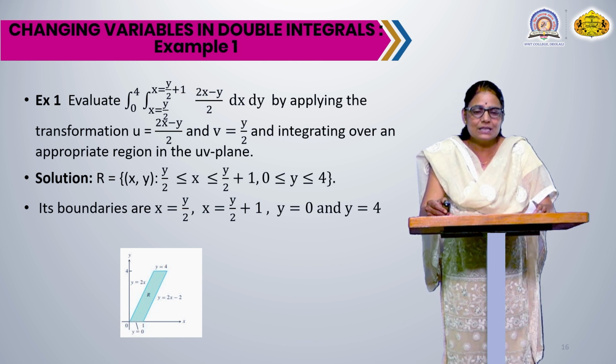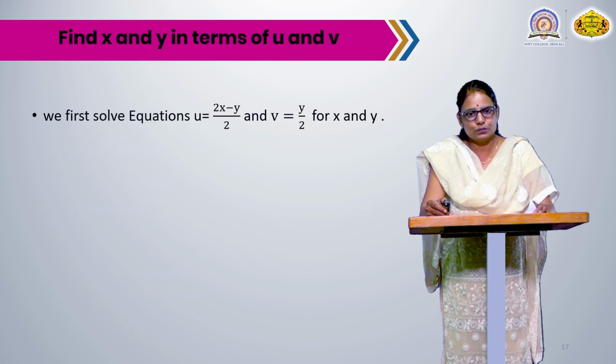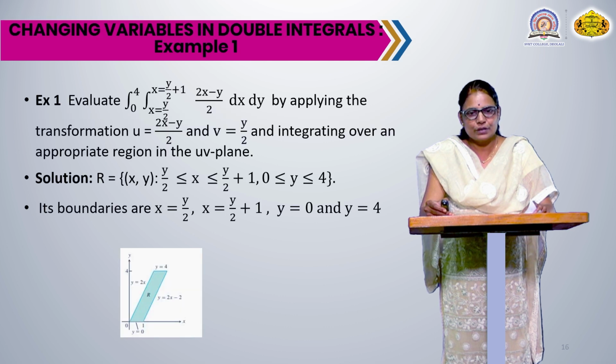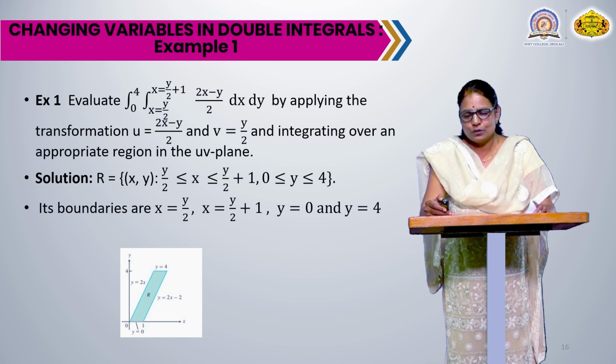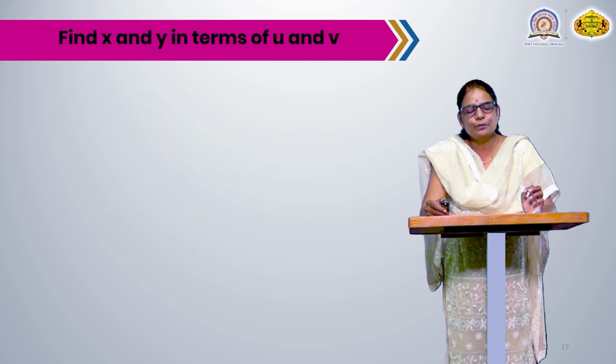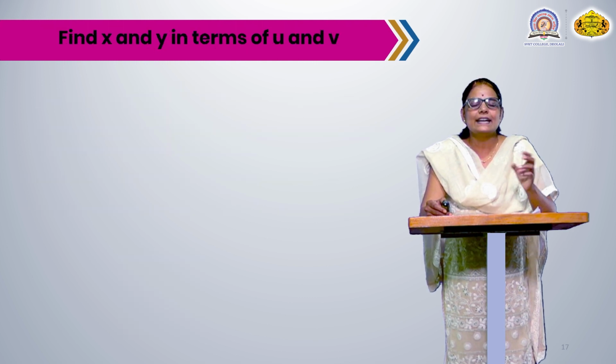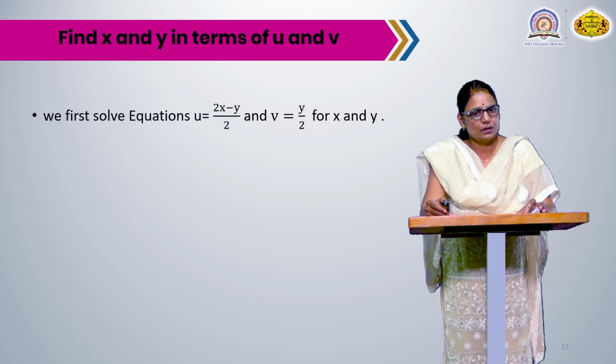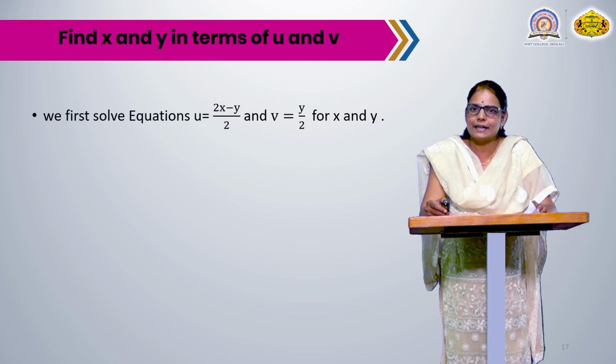Our next step is to find the Jacobian of the transformation. For that, we are given the transformation u equals (2x minus y) upon 2 and v equals y by 2. To find the Jacobian, first we have to solve for x and y in terms of u and v. So first solve these two equations for x and y.